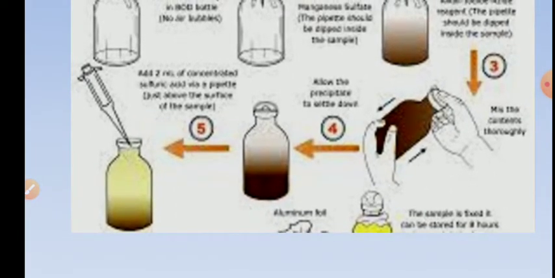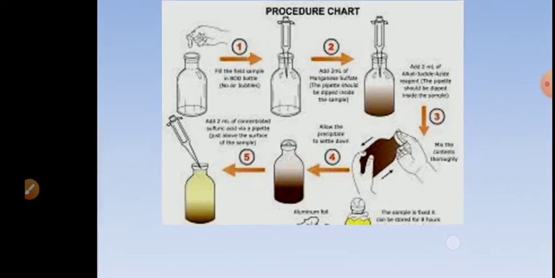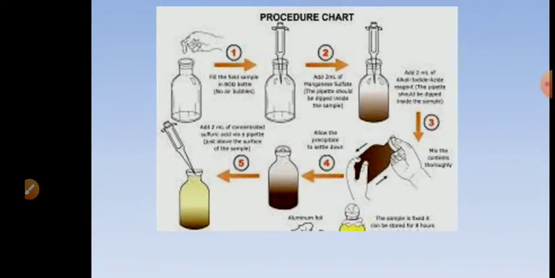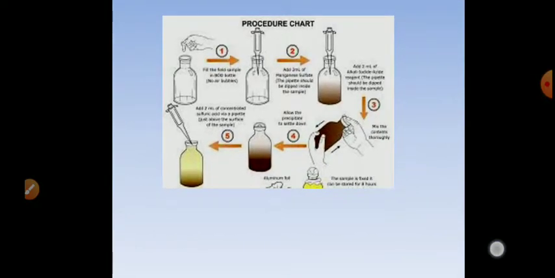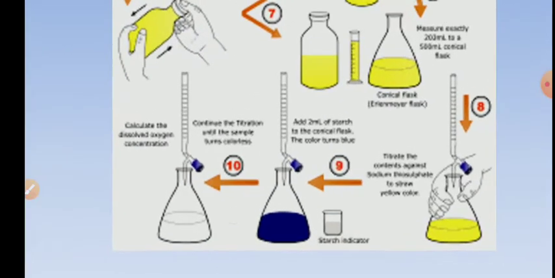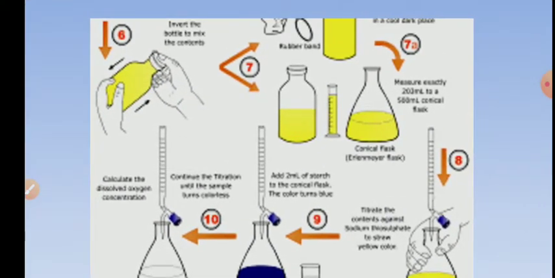Once the brown precipitate settles down, you have to add 2 ml of concentrated sulfuric acid. Mix well. Every time, whatever solution you add to the bottle, take care that the tip of the pipette is immersed inside the water present in the bottle. When you add 2 ml of sulfuric acid solution and shake the bottle, the precipitate will dissolve completely.